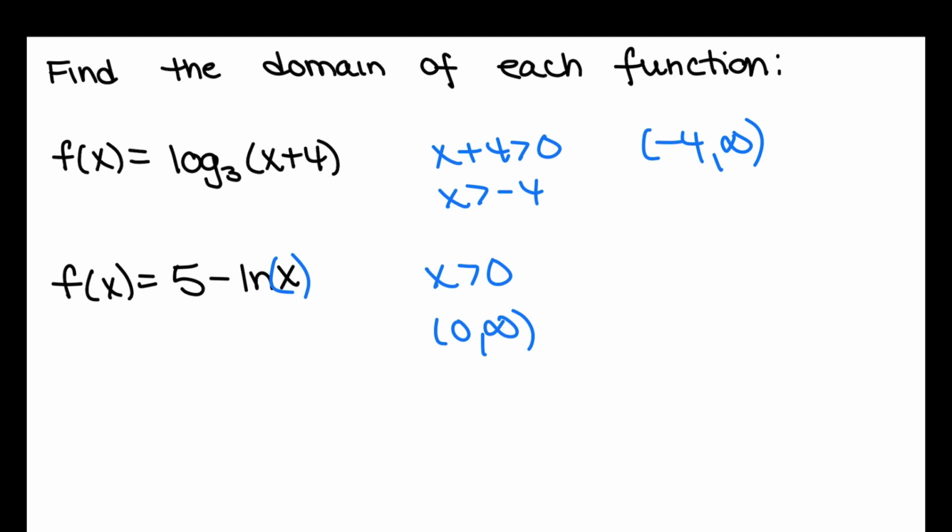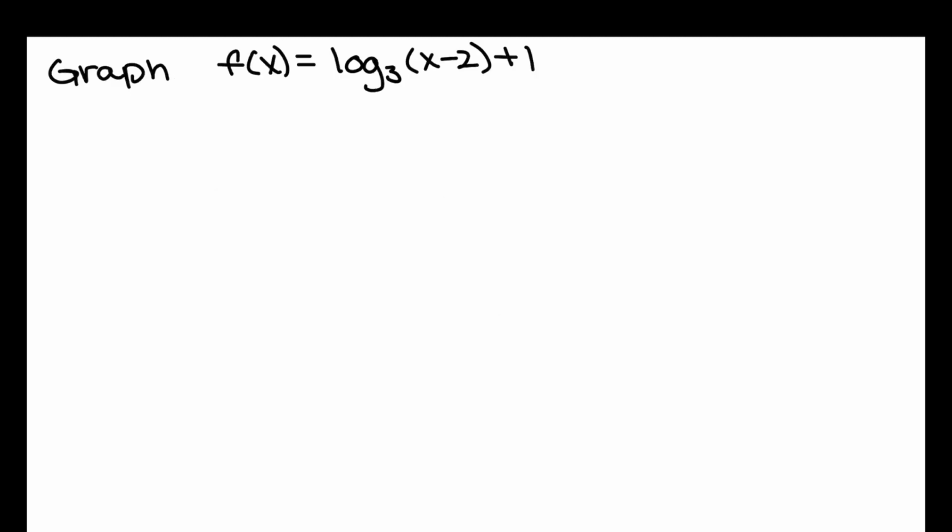Okay, but again, it always works to take the thing inside the log, and that has to be bigger than 0. The thing inside the log has to be bigger than 0. So that's how we find the domain of a logarithm. Now let's graph something that has some graphing transformations in it. Let's graph f of x equals log base 3 of x minus 2 plus 1.